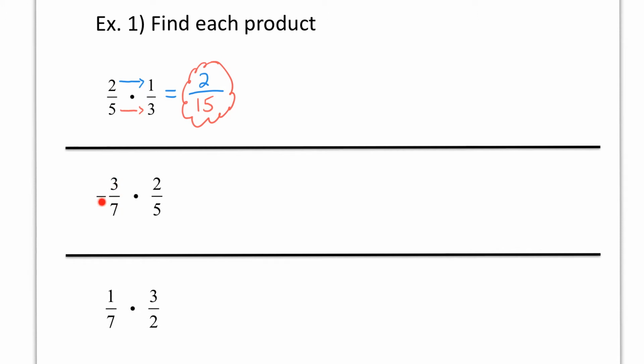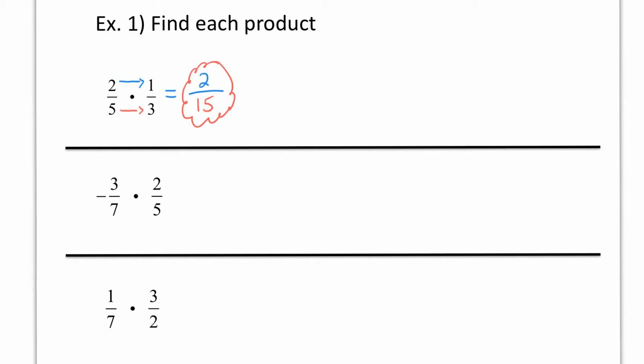The next one, you have a negative fraction, 3/7. So we have negative 3/7 times 2/5. I'm going to check if you can cross simplify. 7 and 2, you cannot cross simplify. 3 and 5, you cannot cross simplify. What about this fraction? Nope, 3/7, you cannot reduce, and 2/5, you cannot reduce.